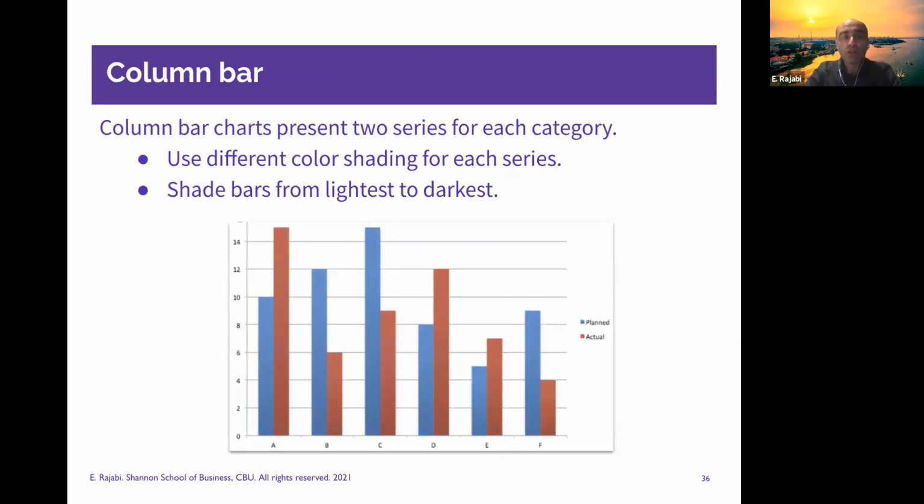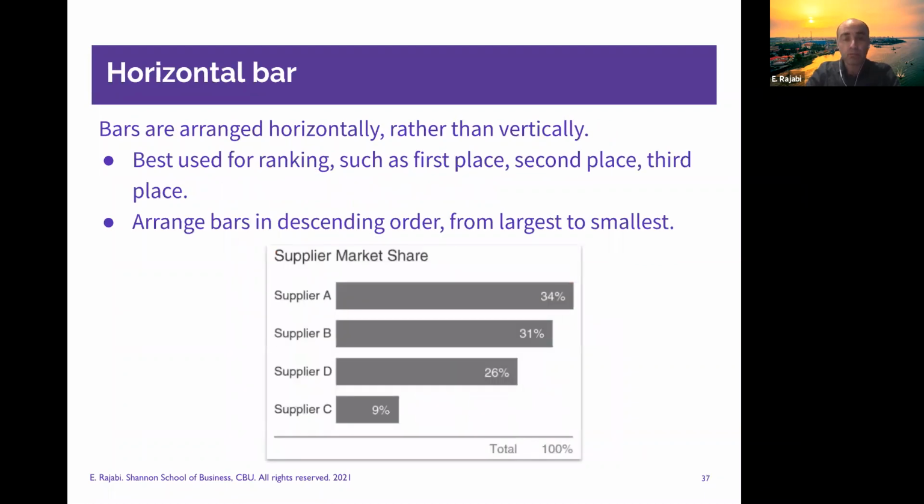Columnar bar chart presents two series for each category. Use different color shading for each series. Shade bars from lightest to darkest if necessary.